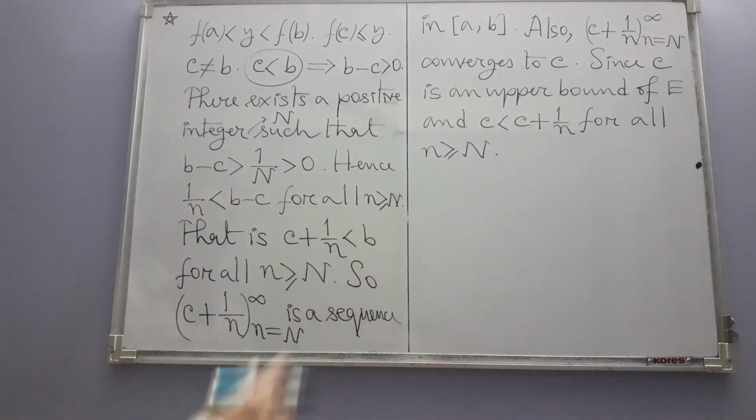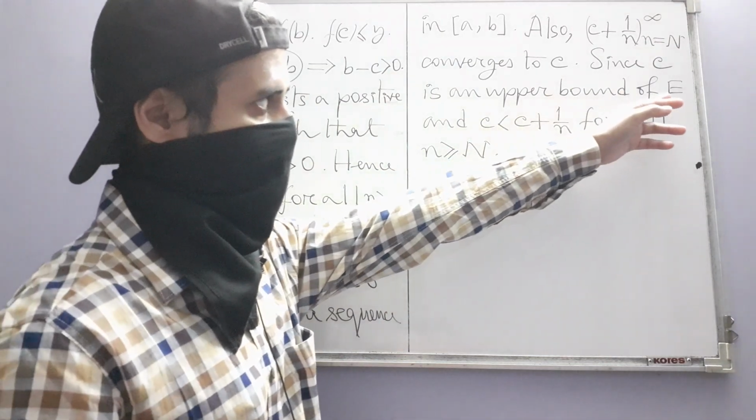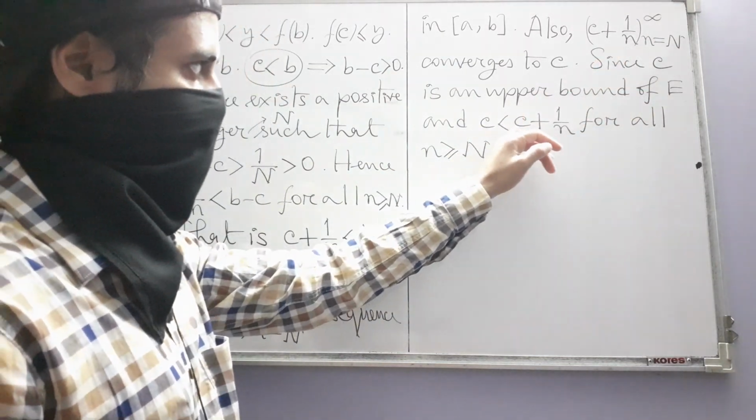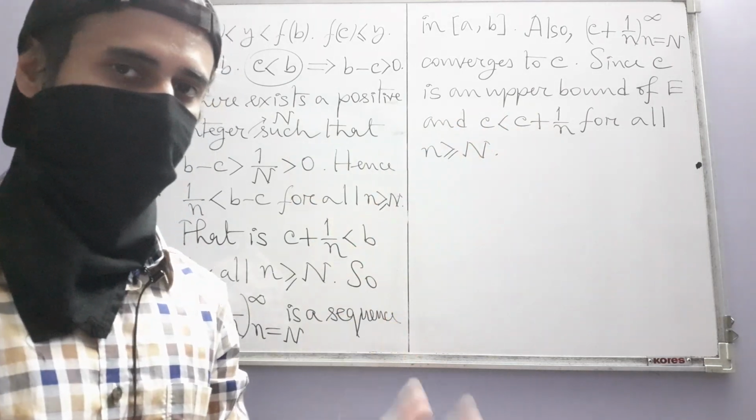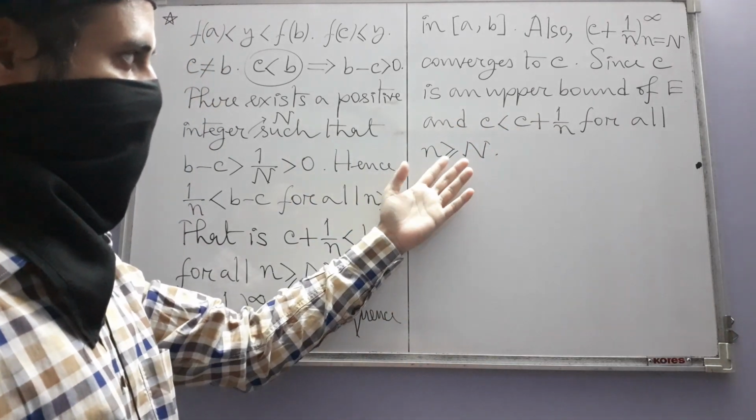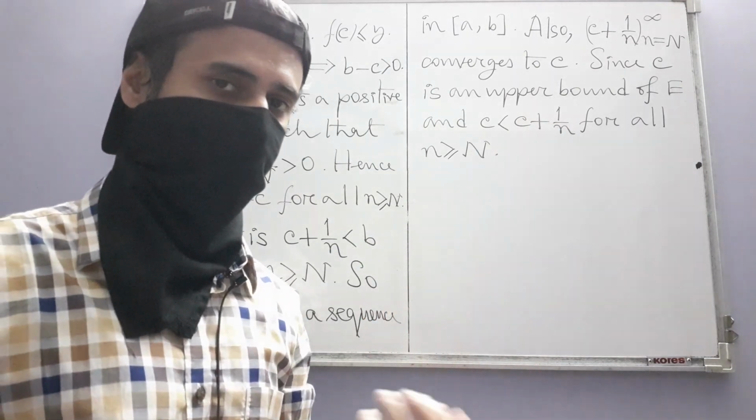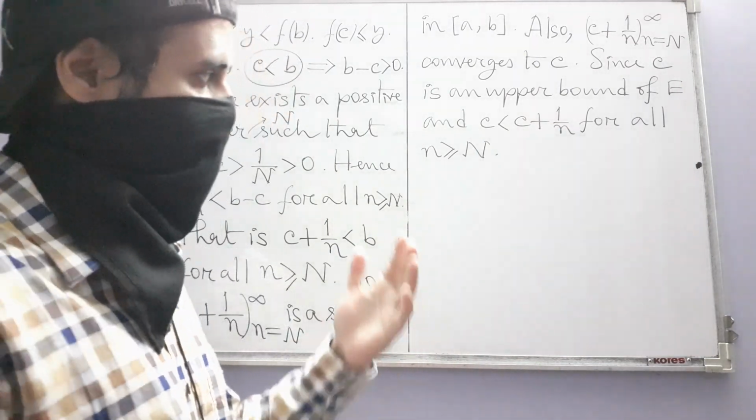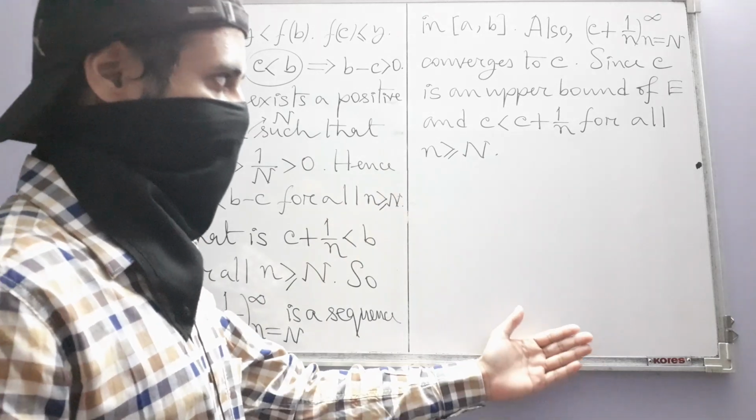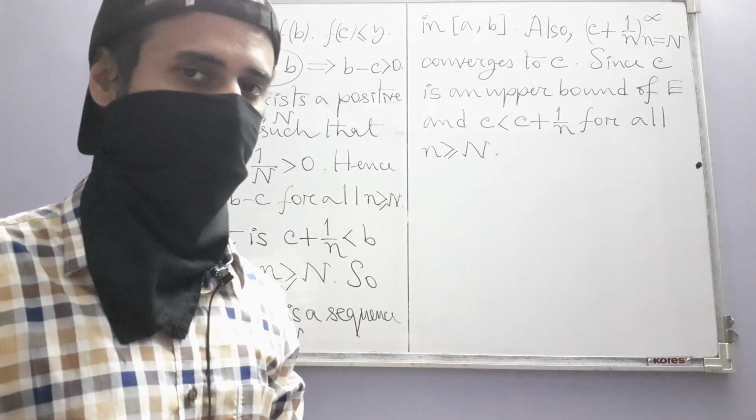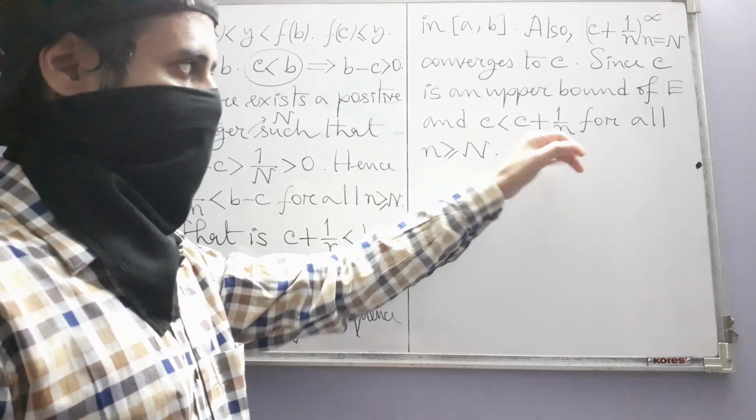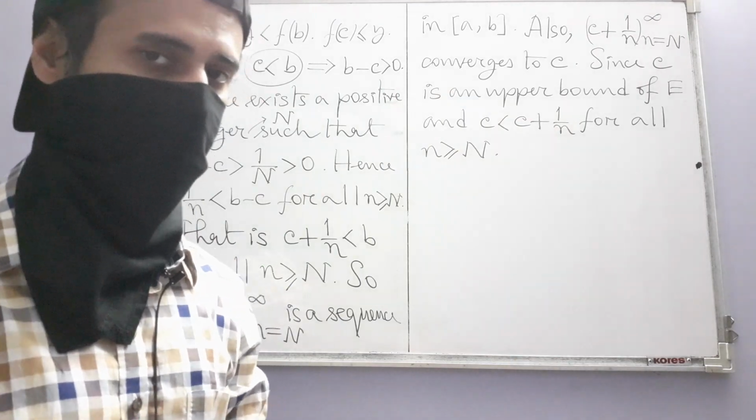So now what do we see? Because c is an upper bound for E and each term of our sequence is greater than c, none of them of course can belong to E. That's because any element of E has to be less than or equal to c. These are, however, all of them greater than c.